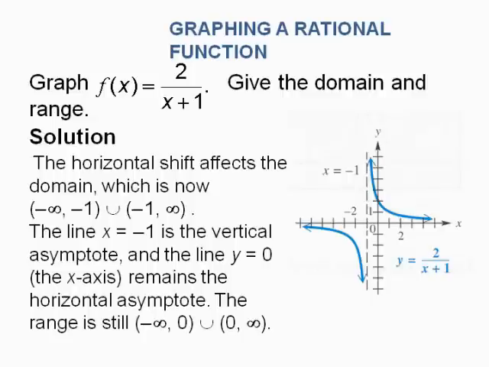Now notice it says here, this shift though affects the domain. So now notice when we did this, the VA moved over 1 place here. So now x can be any number except for -1. So what I would say here is the VA is going to be x equals -1, and the HA is still going to be y equals 0. So some interesting things to look at here.